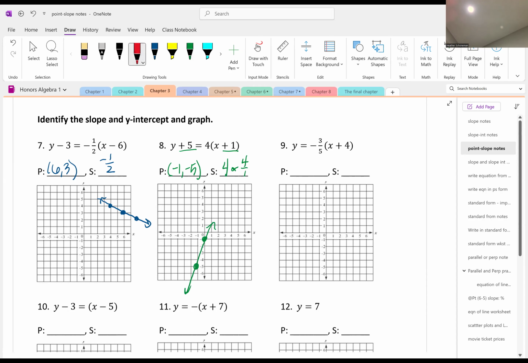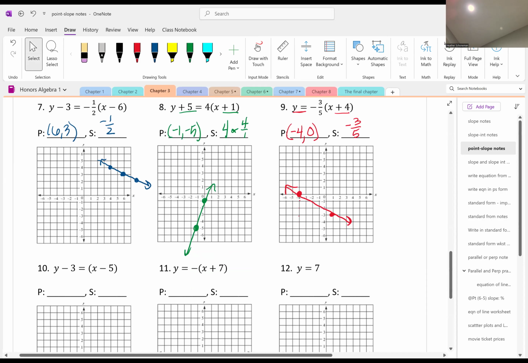Okay. Number 9, even though it looks weird, it's got parentheses, so it's in point slope form. So the slope is -3/5. The point is the opposite of what's with the x, which is -4, and the opposite of what's added or subtracted to the y, which is 0. So -4, 0 is here, and then we'll go down 3 and right 5, and up 3 and left 5 would not fit on our graph.